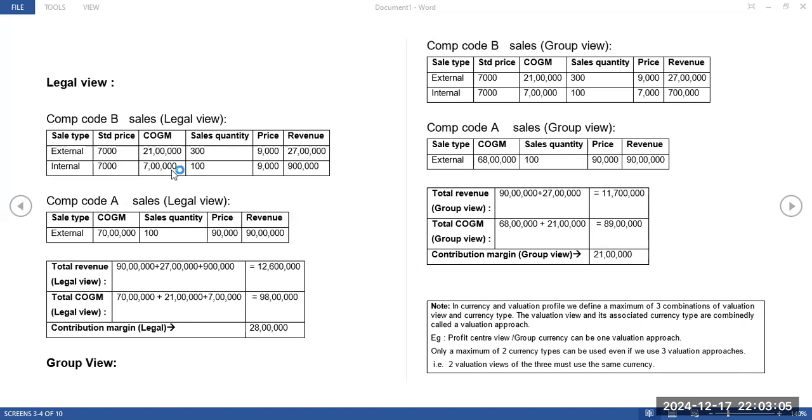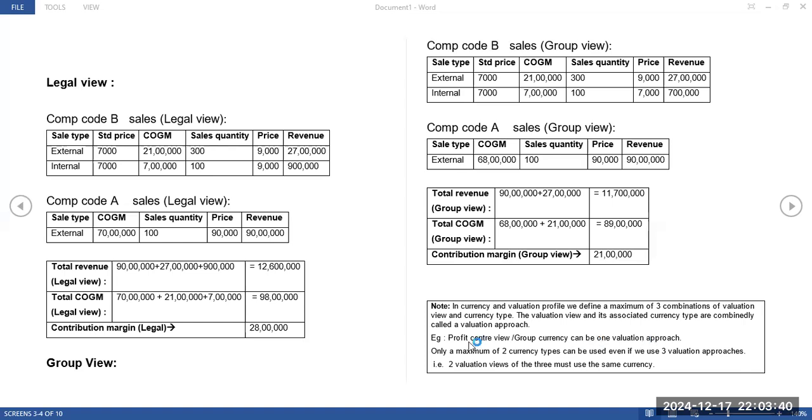700,000, as we saw over here, it is this difference basically. In currency and valuation profile, we define a maximum of 3 combinations of valuation view and currency type. The valuation view and its associated currency type are combinedly called a valuation approach. So we'll repeat this: the valuation view and associated currency type are combined called a valuation approach.